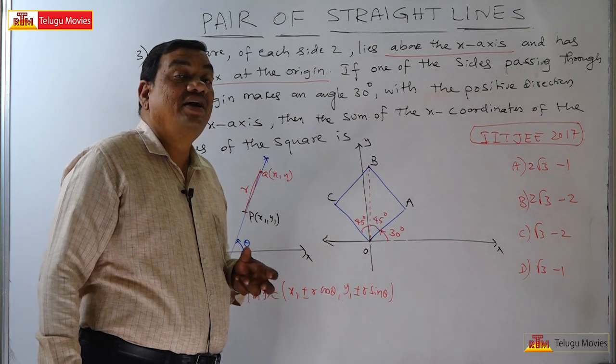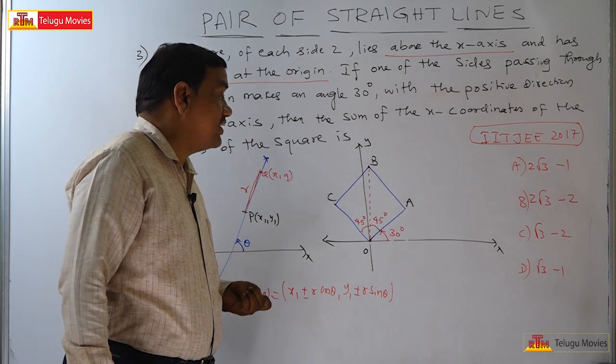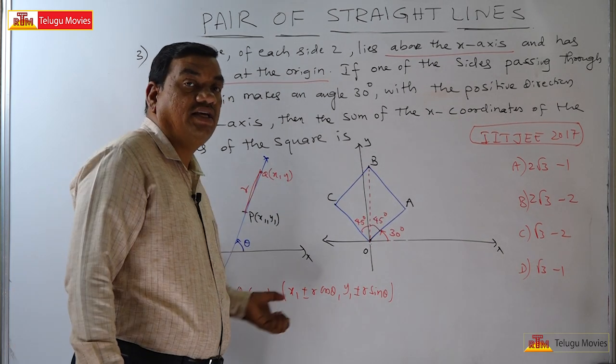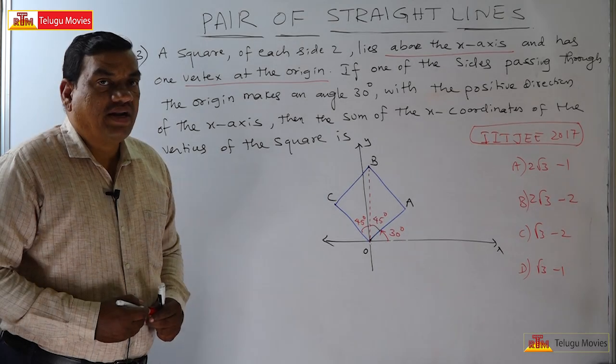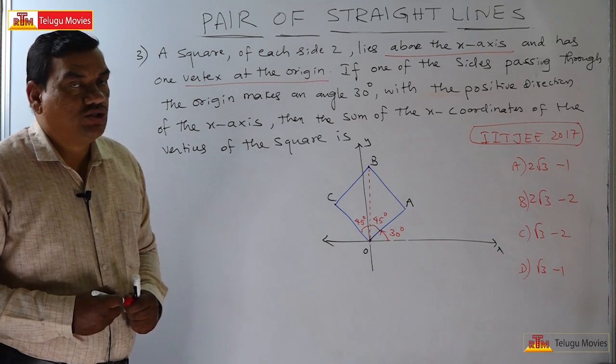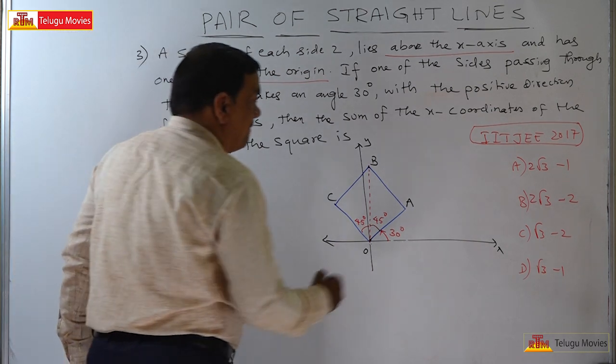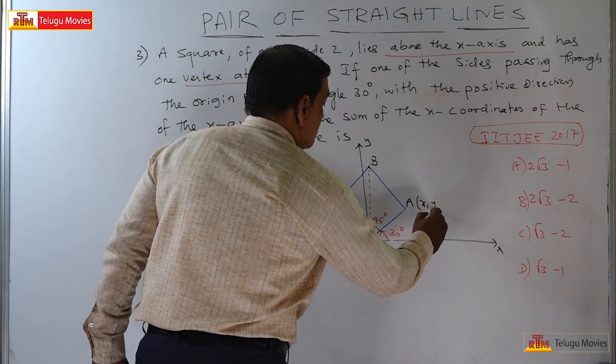Therefore, we can find out easily the coordinates of A, B, C. Okay, so let us continue the solution. Welcome back. So, here let us take this as x comma y.